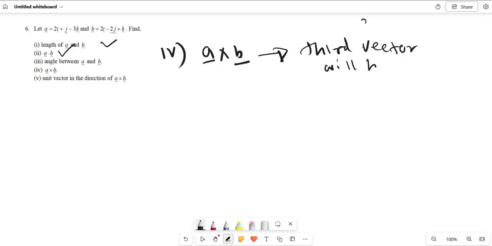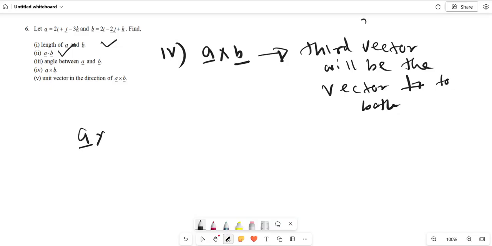The third vector will be the vector perpendicular to both. Okay, you are getting a vector in the cross product that will be perpendicular to the given vectors. How do you get this one? You have to form the matrix to get A cross B. In the matrix, first you put the i, j, k values, that means the unit vectors, then put the coefficients of each vector.